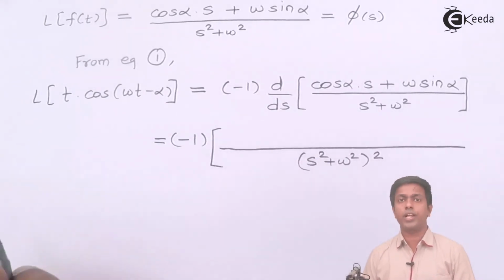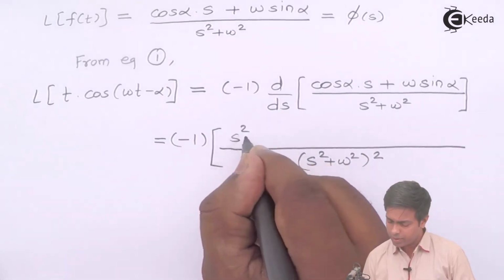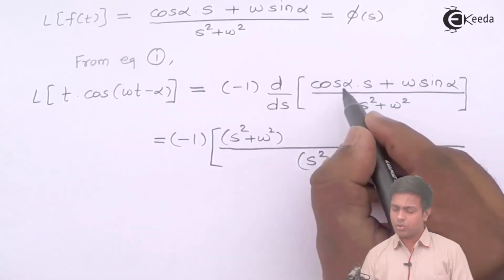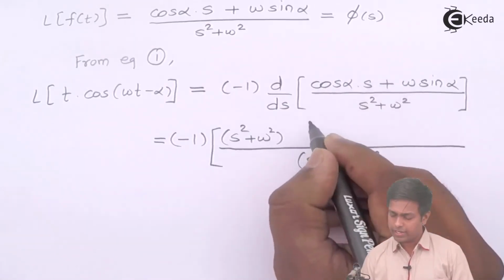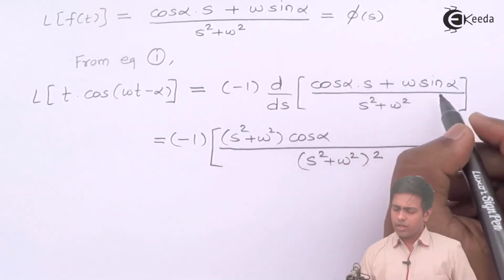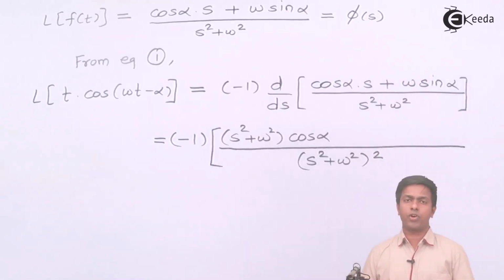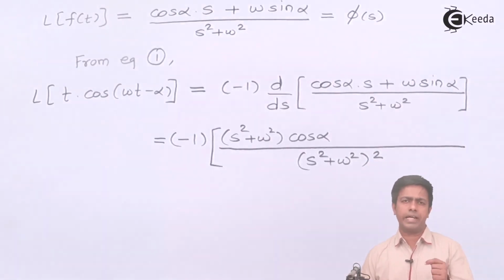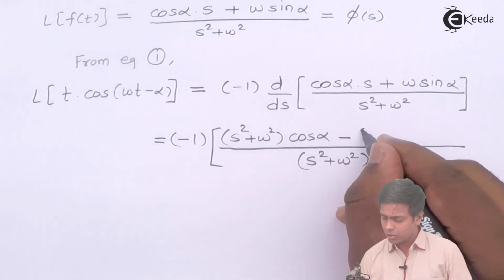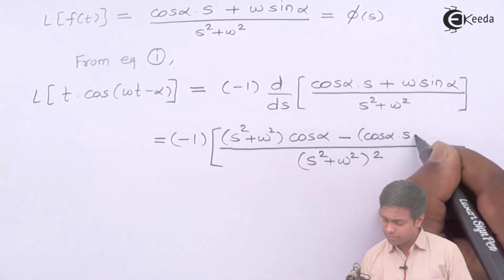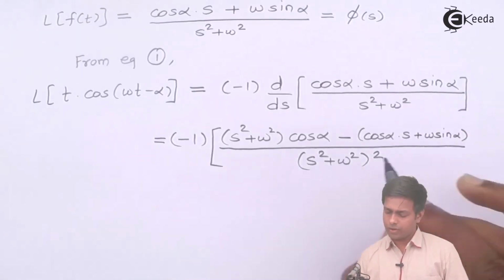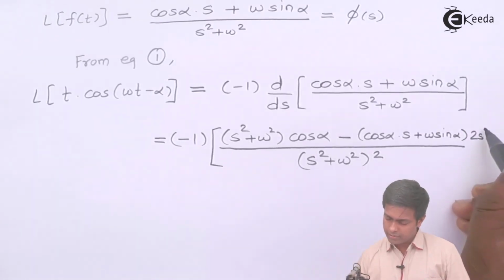In numerator, v into derivative of u. So v is s square plus omega square. Then derivative of u is derivative of this term. So derivative of cos alpha into s is only cos alpha, since derivative of s is 1. Derivative of omega sine alpha is 0 because it does not have any s, so it will be treated as constant. Then minus u, that is cos alpha into s plus omega into sine alpha, into derivative of denominator, that is 2s.